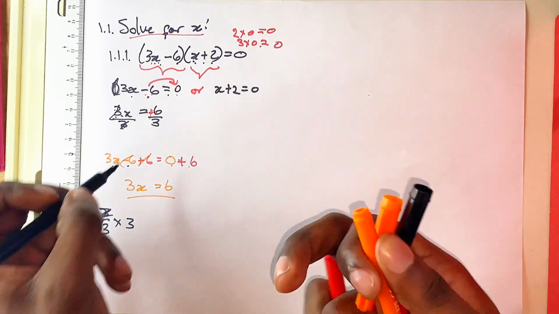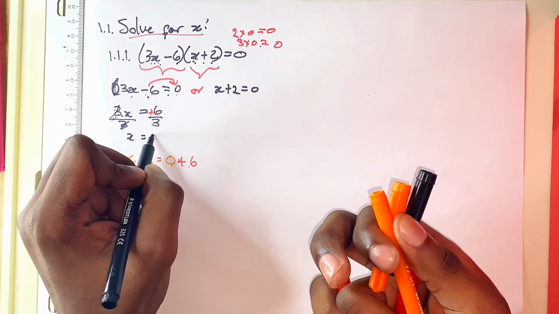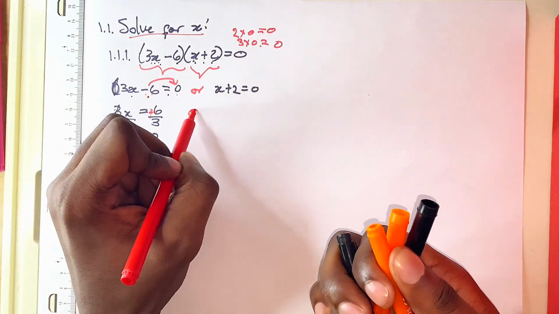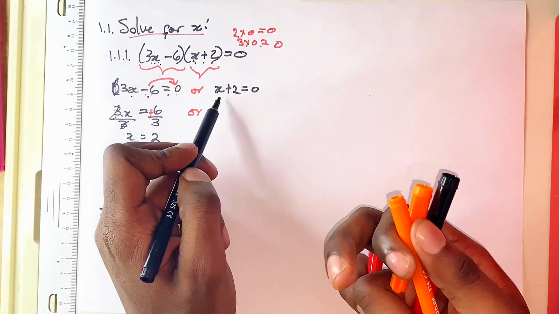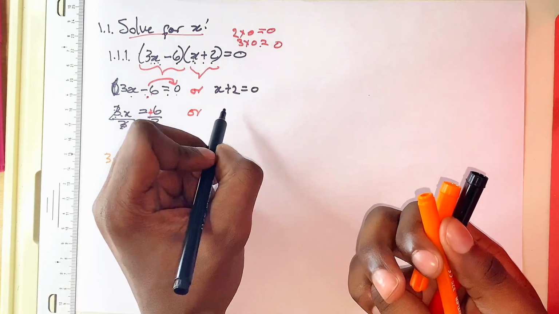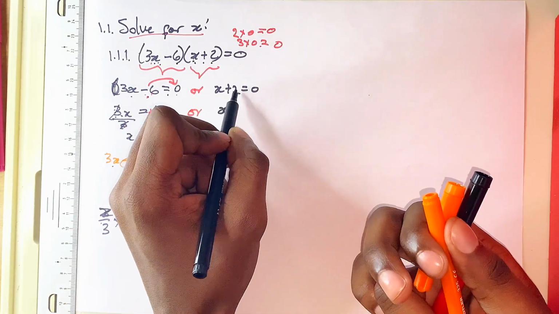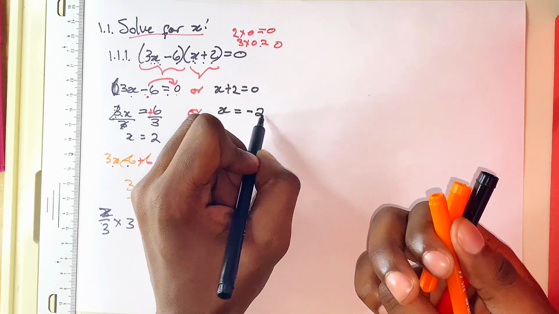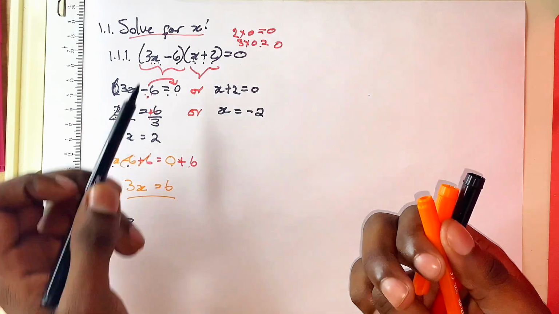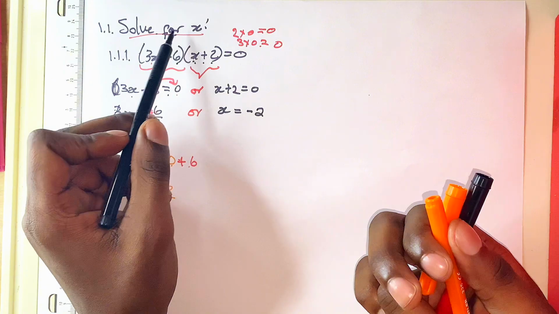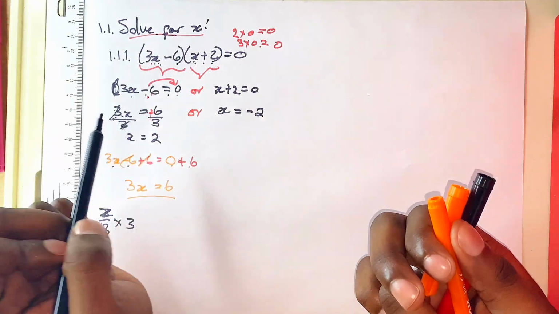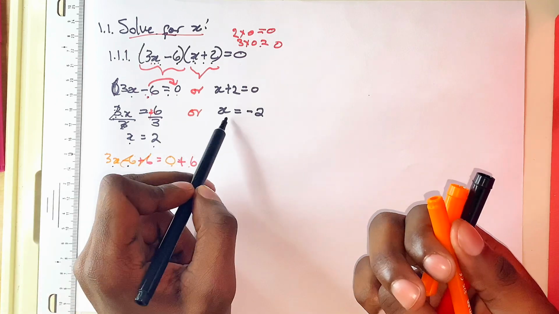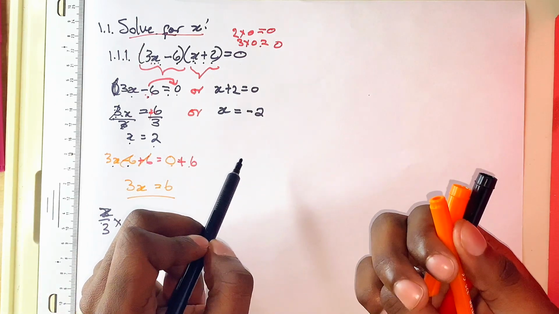Now x is equal to 2, but that's not it. We also have x plus 2 equal to 0, and just like we explained, we transpose the 2 to the other side, it changes its sign, becomes negative, and then it is equal to 2. So when we solve for x for 1.1.1, x will either be equal to 2 or equal to minus 2.